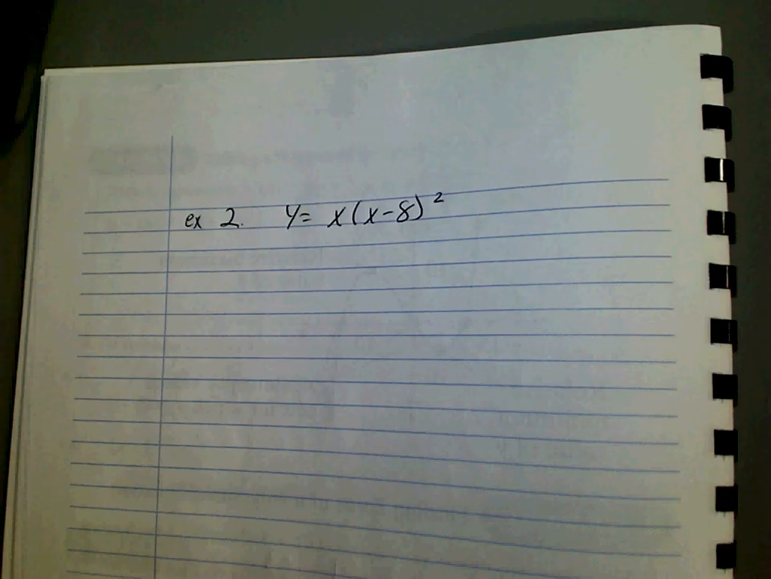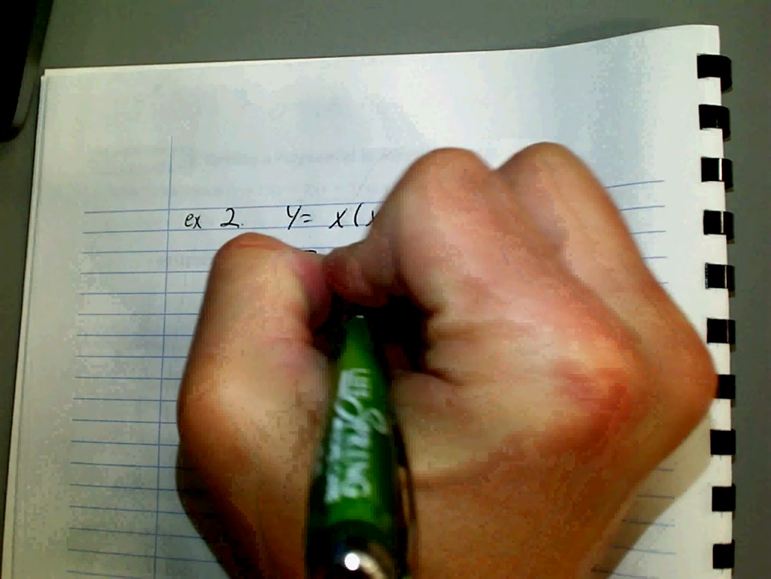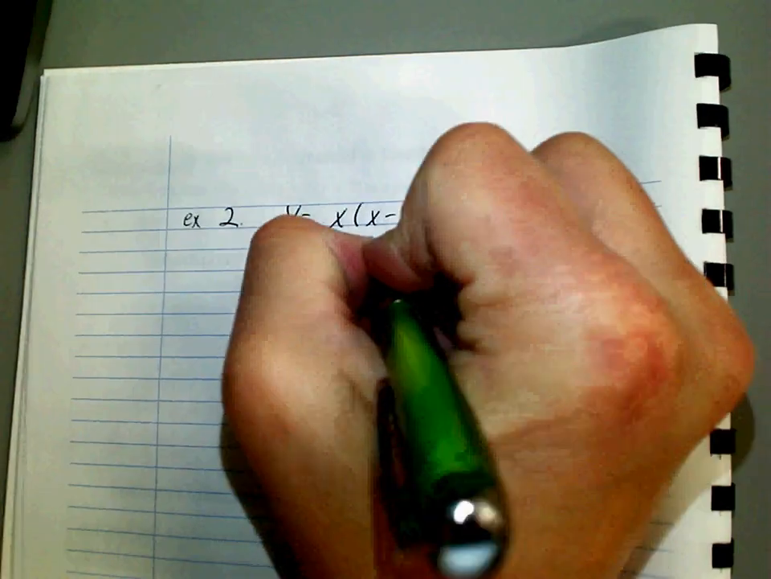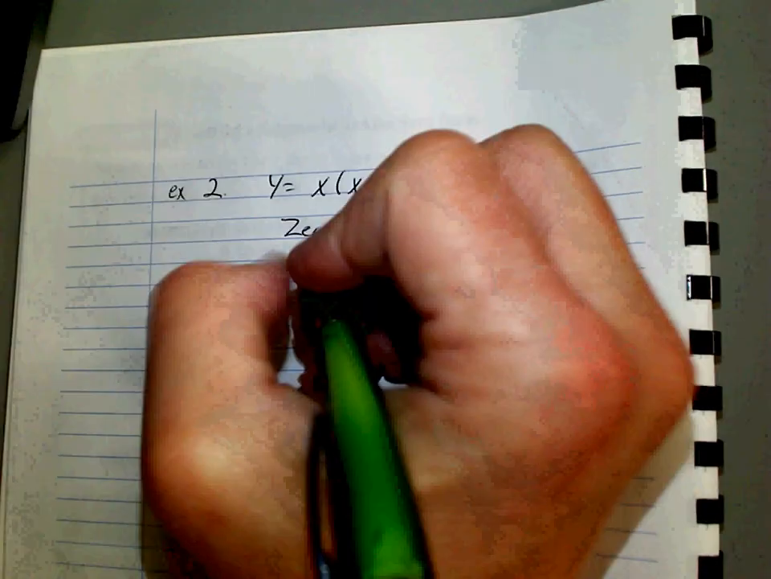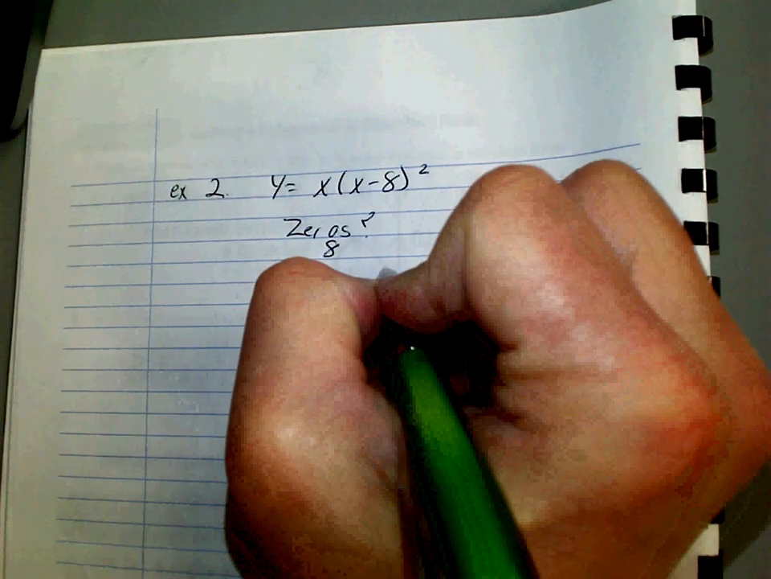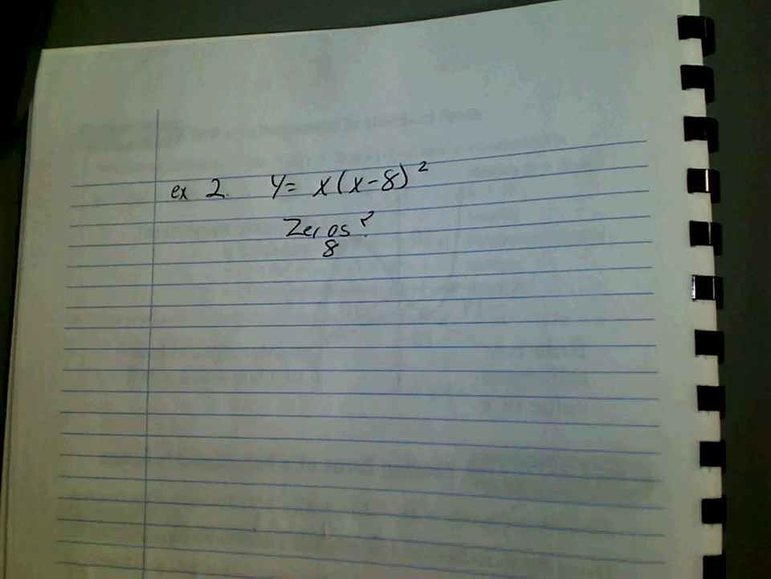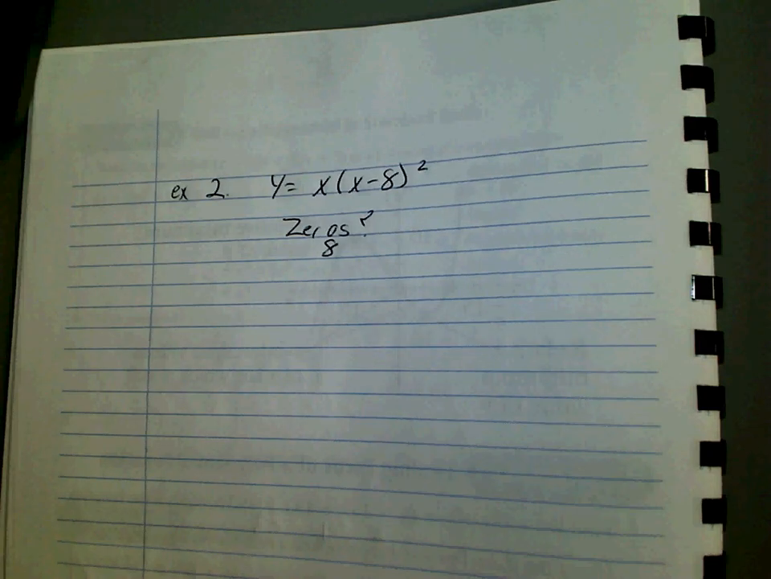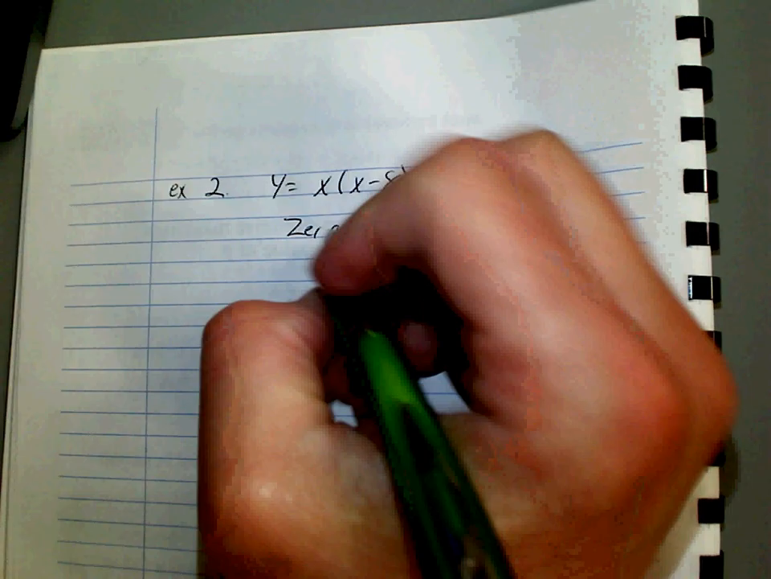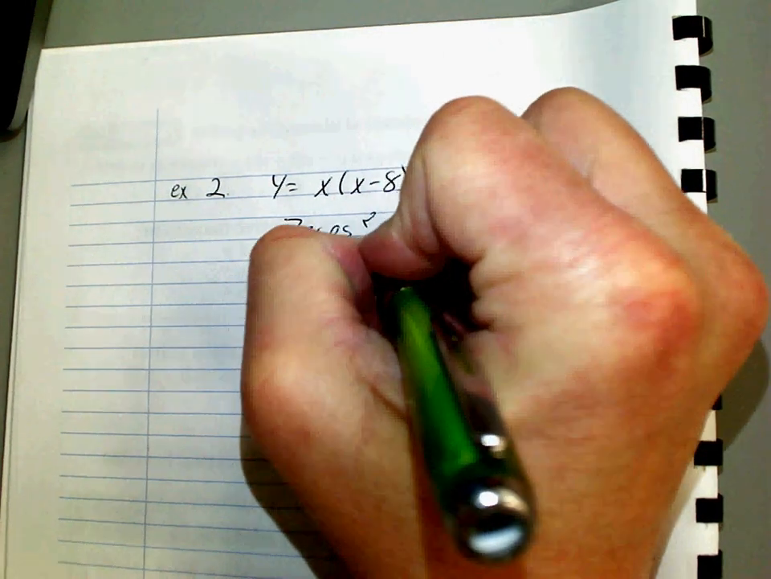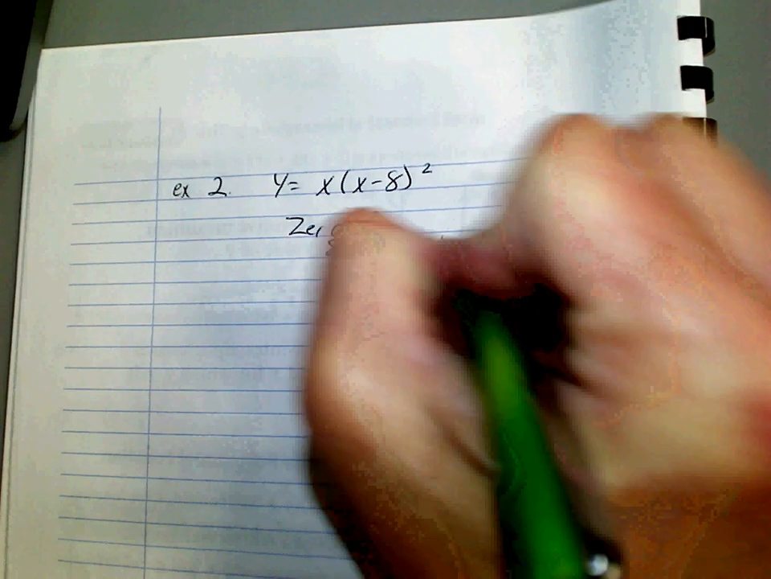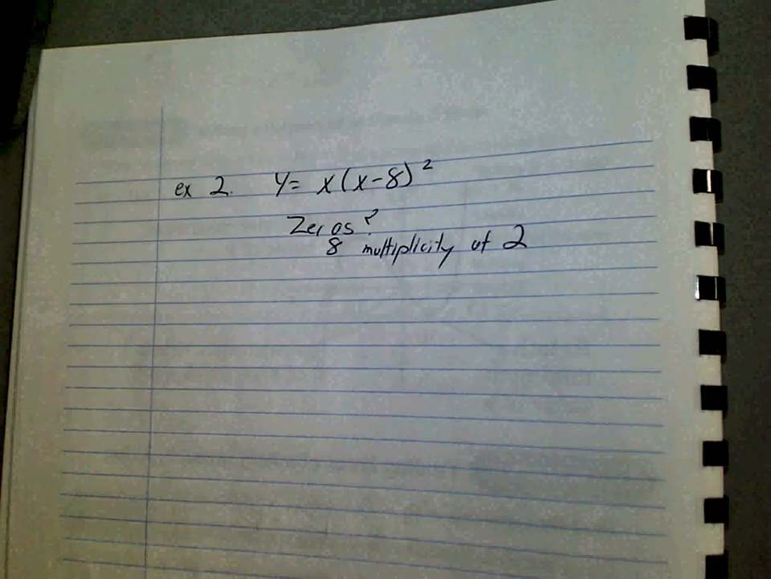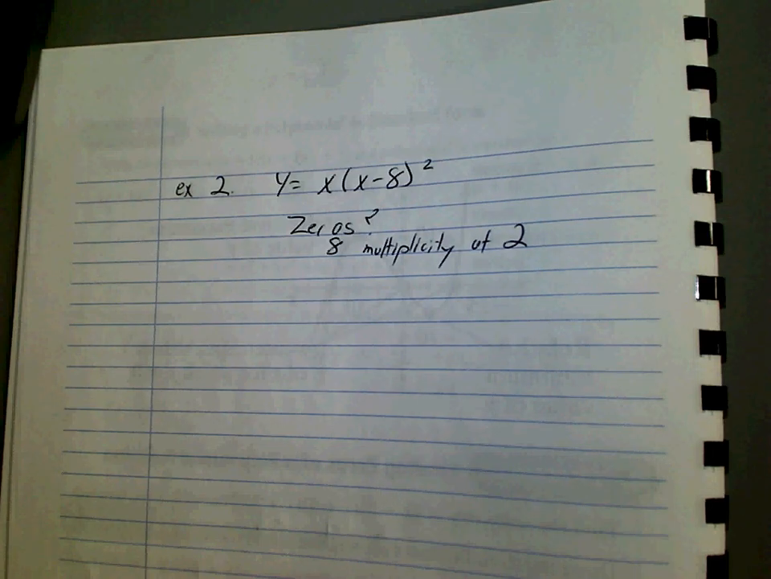What are the zeros? Somebody tell me one of them. 8. What's that? Another zero. There is another 8, yes. So if there's 2 of them, you say 8, and it has a multiplicity of 2. It just means it occurred more than once.